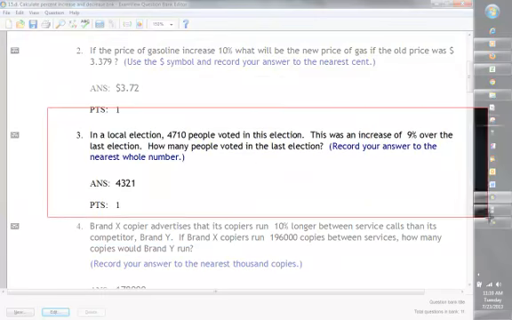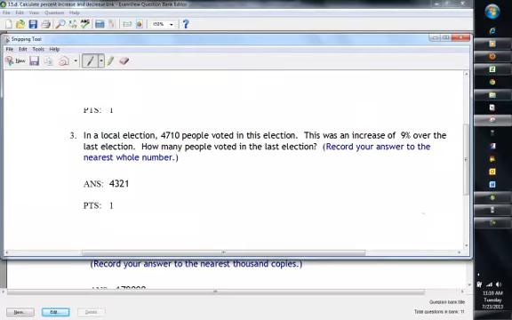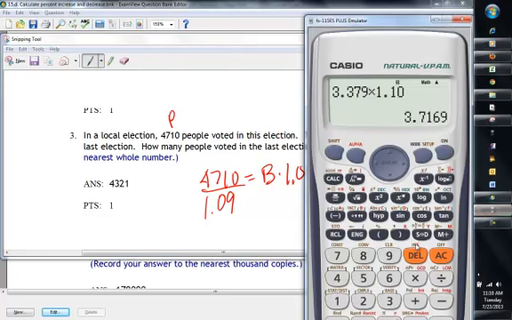Next one. In a local election, 4710 people voted in this election. So this is the part. The part is always the new. The base is what we're looking for. 4710 is the base times 1.09, because it's an increase of 9%. Divide both sides by 1.09. 4710 divided by 1.09 is 4,321 people.